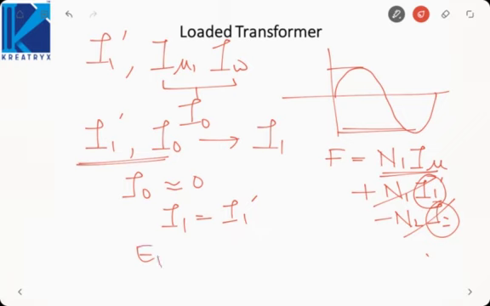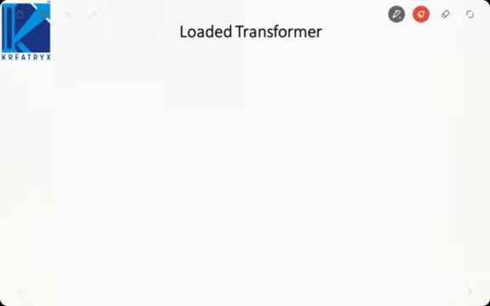Then we will say E1 I1 is equal to E2 I2. Primary kVA is equal to secondary kVA. Okay. Now let us draw the phasor diagram of the transformer under the loaded condition.